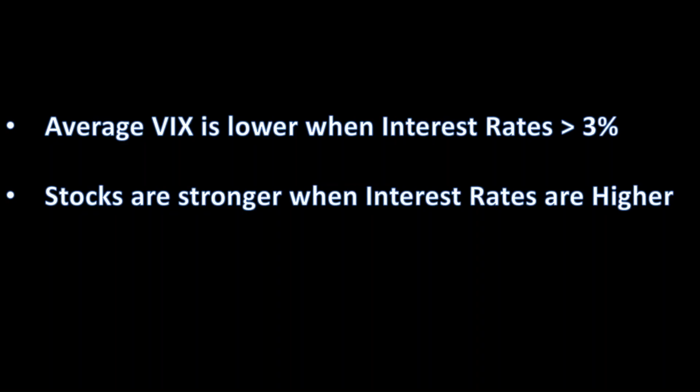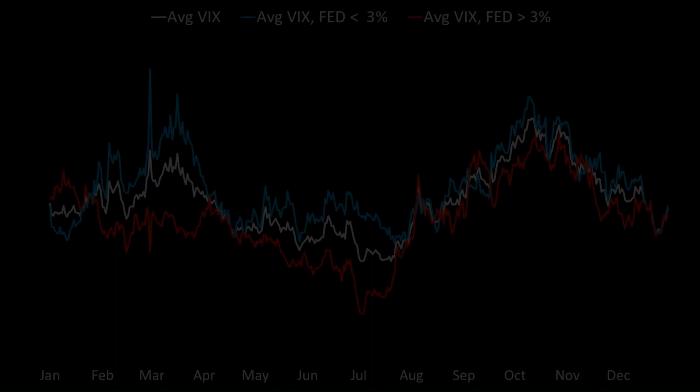When interest rates are higher, that tends to correlate with strong stocks. When stocks go up, the VIX goes down. Stocks are stronger when interest rates are higher, generally speaking. Now, of course, stock market crashes also occur after a period of very high interest rates. So it's not an absolute truth where we can just buy the stock market as long as we're above 3% interest rates.